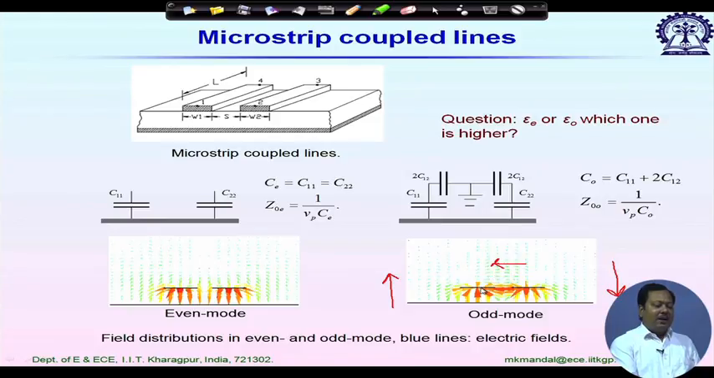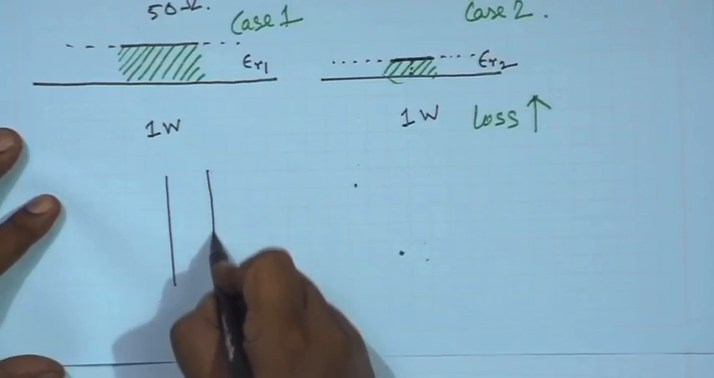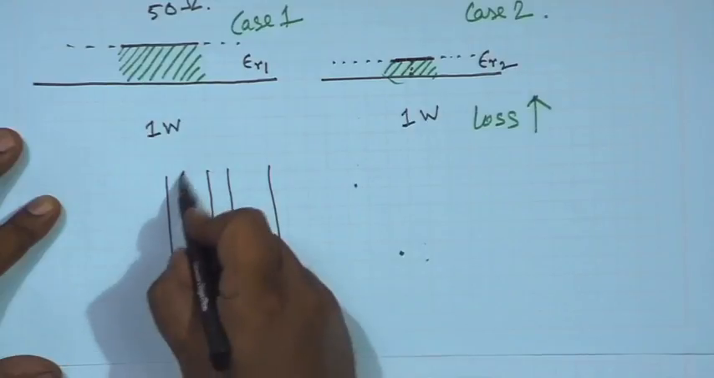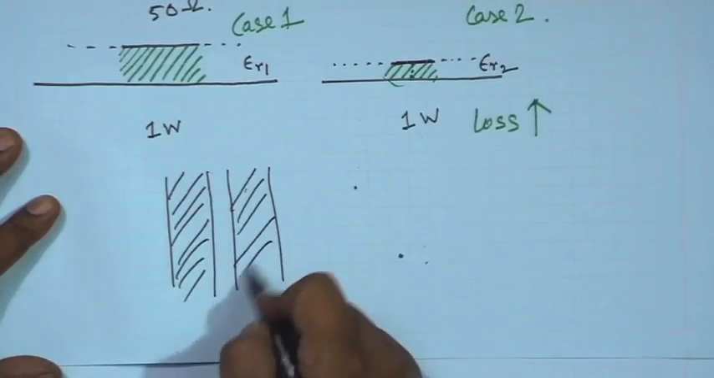So, in practice, how can we avoid the dispersion problem? There are some remedies, so let me discuss one of them. Let us say we have a coupled line system. I am drawing the top view. So, this is the left strip and this is the right strip.